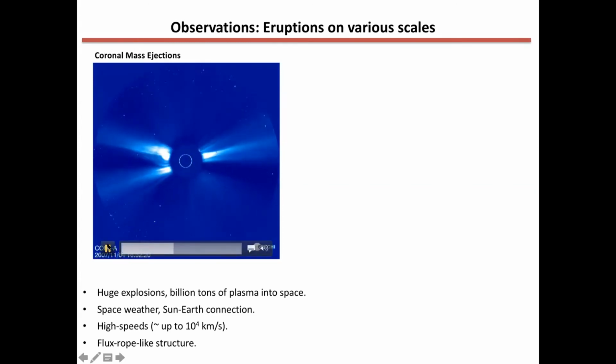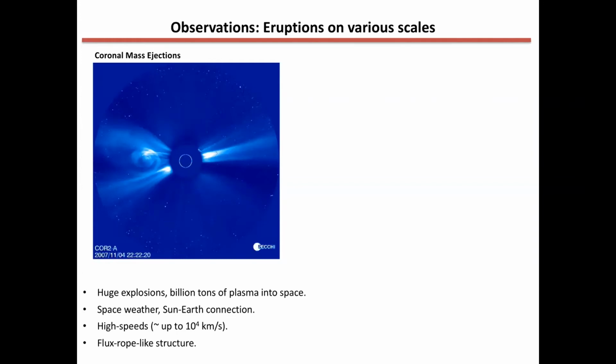And if at some point I stop this, then we see the core, or the eye, of this large-scale eruption. And we think that we may have a kind of flux rope or bent flux rope structure somewhere there in the middle of this huge explosion, the coronal mass ejection, okay?